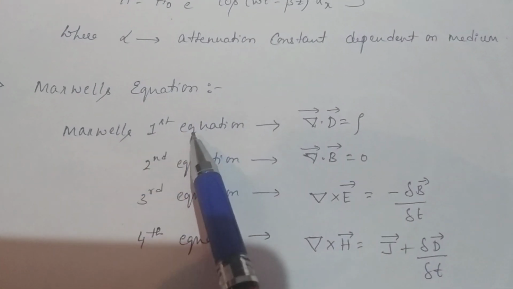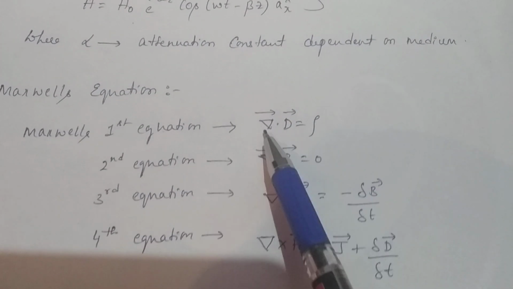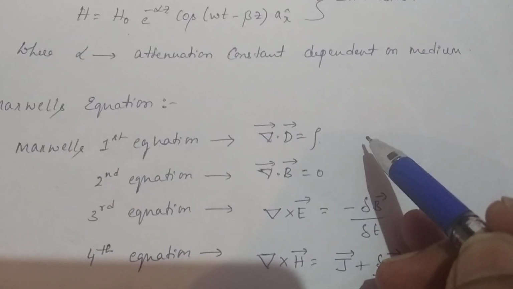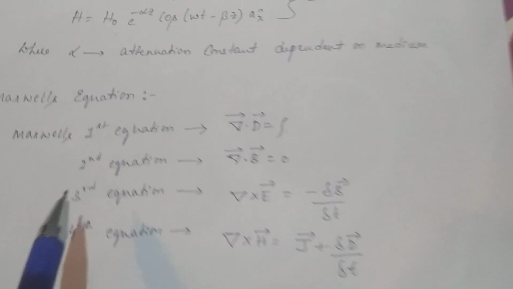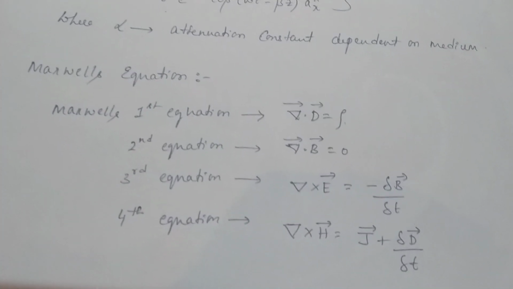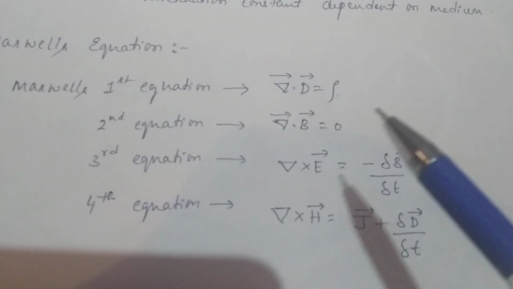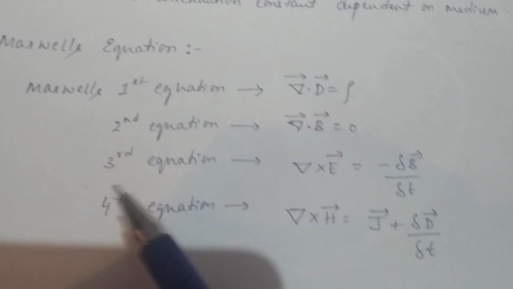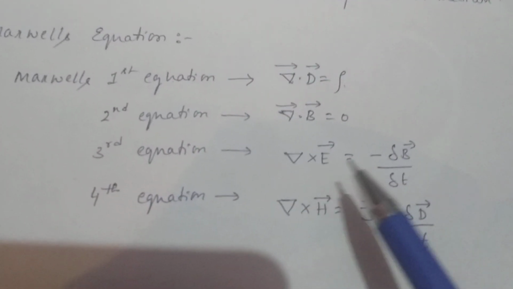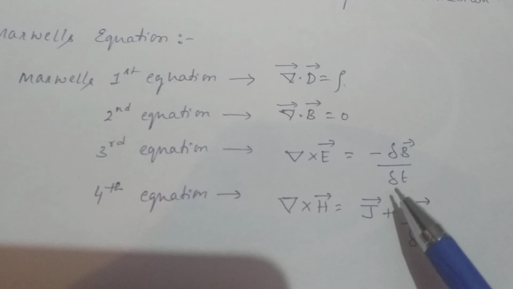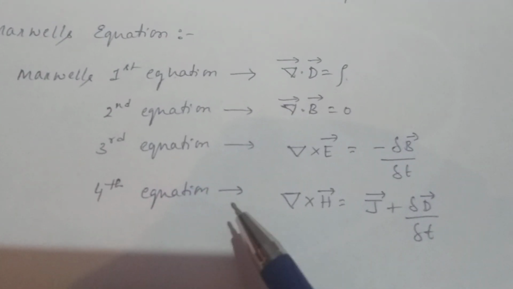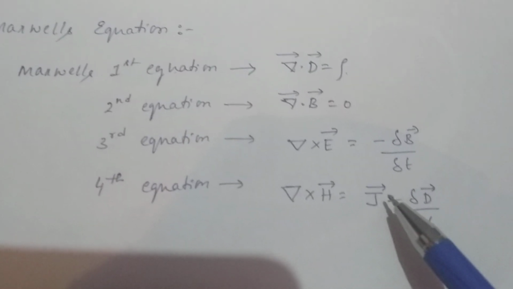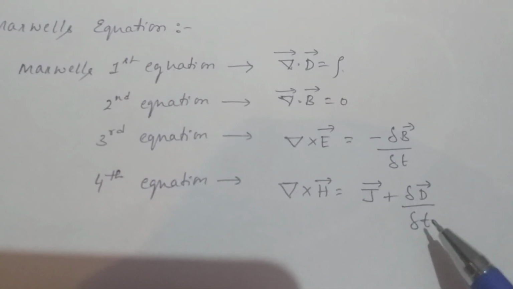Maxwell's first equation states that divergence of D is equal to rho. Maxwell's second equation, derived from Gauss law, states that divergence of B is equal to 0, and again it is derived from Gauss law of magnetostatics. The third equation states that curl of E is equal to minus dou by dou t of B vector, and Maxwell's fourth equation states that curl of H is equal to J, where J is the current density, plus dou D vector divided by dou t.